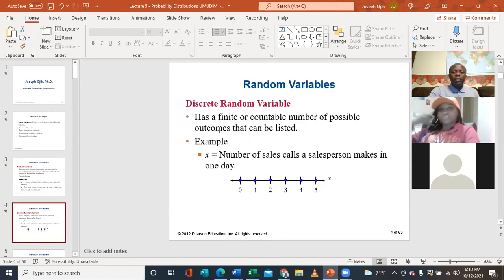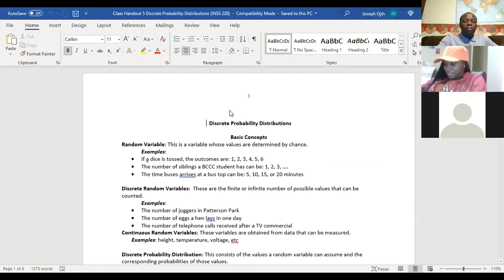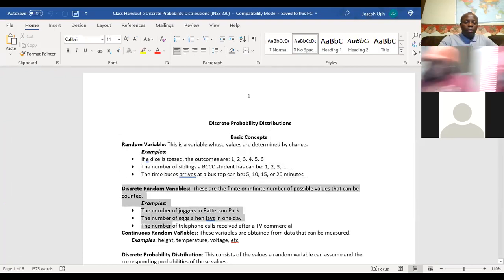Now, next thing is what we call discrete random variables. They are so called because they are countable. For example, you can count the number of sales calls that a salesperson makes. Let me show you my example of discrete random variables. I think I have many of them here. Okay, I'm going to make this bigger. From here you can see more discrete random variables.